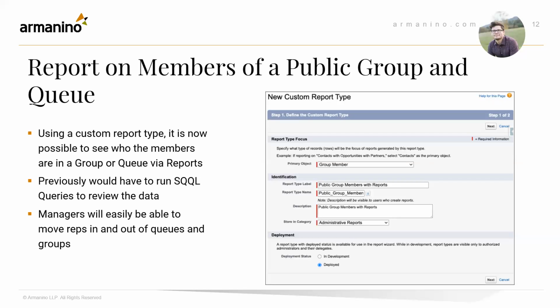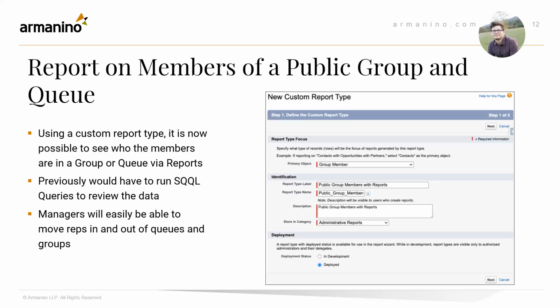The way you'll set this up is that you go to Setup, go to the Quick Find box, and enter report types. You'll select Report Types, and then you'll select Group Member as the primary object. Once you do that, you should be able to see that report type in your custom report options when you're building reports.